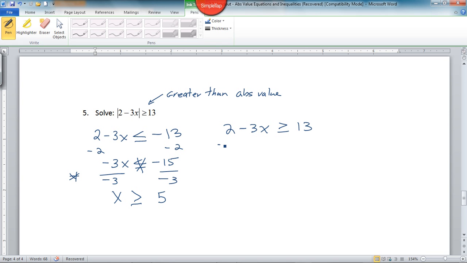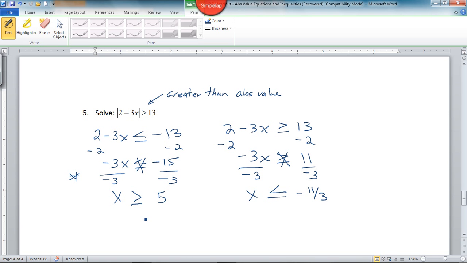Now over here something similar happens. We subtract 2. So we have negative 3x is greater than or equal to 11. Divide by negative 3. And we've got x, but we divide again by a negative, so that changes it to less than or equal to. And 11 divided by negative 3, well, all we can really say there is that's negative 11/3. Positive divided by negative.